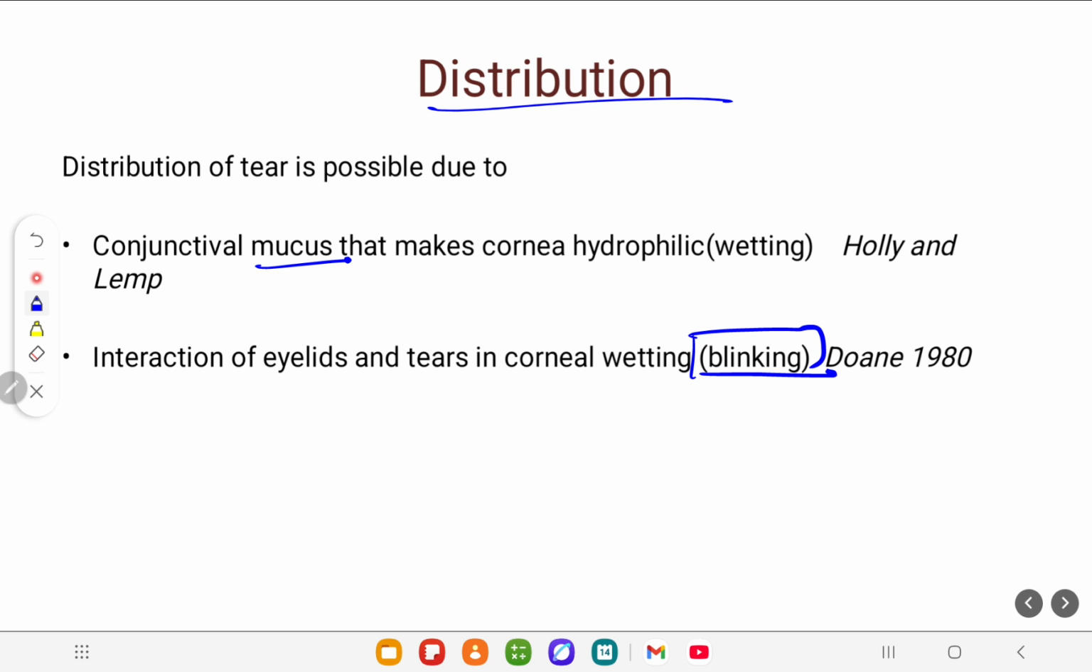That's why I'm going to make one separate video on blinking itself. Blinking is very important whenever we are going to fit a contact lens. Blinking is centrally important.